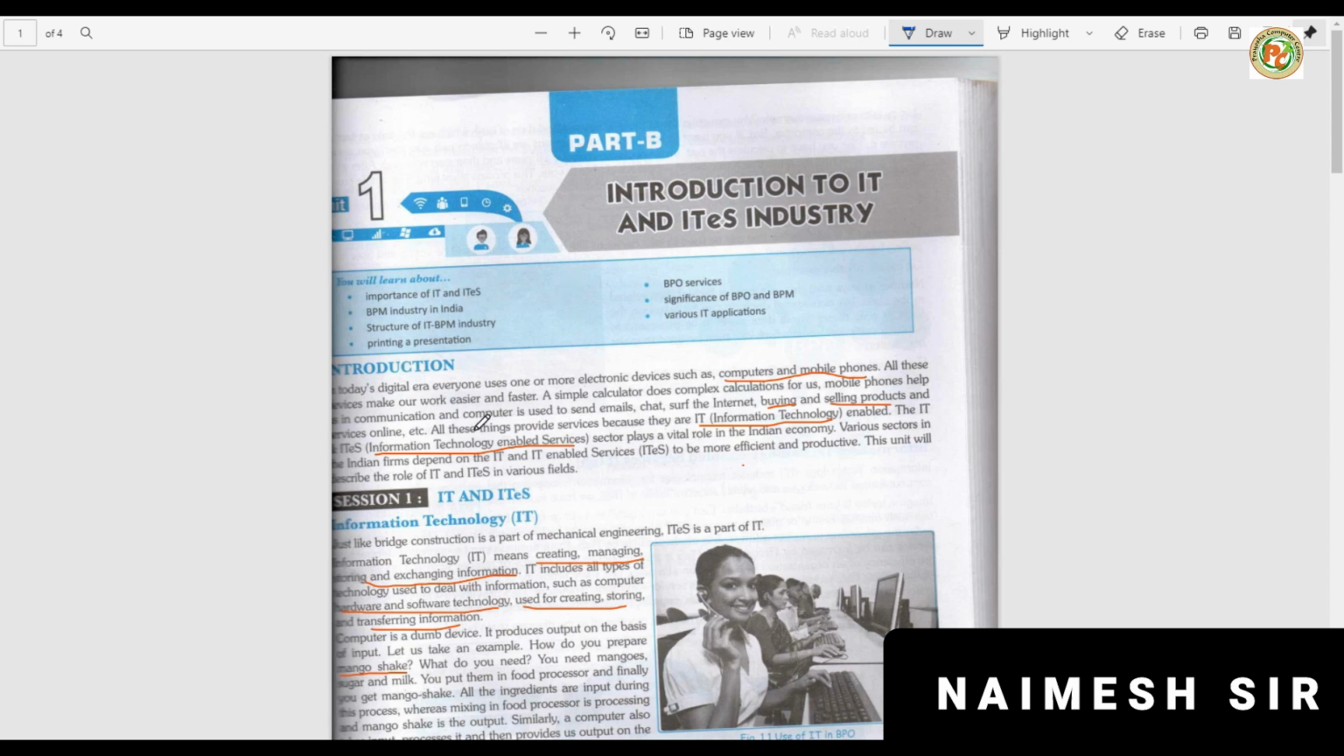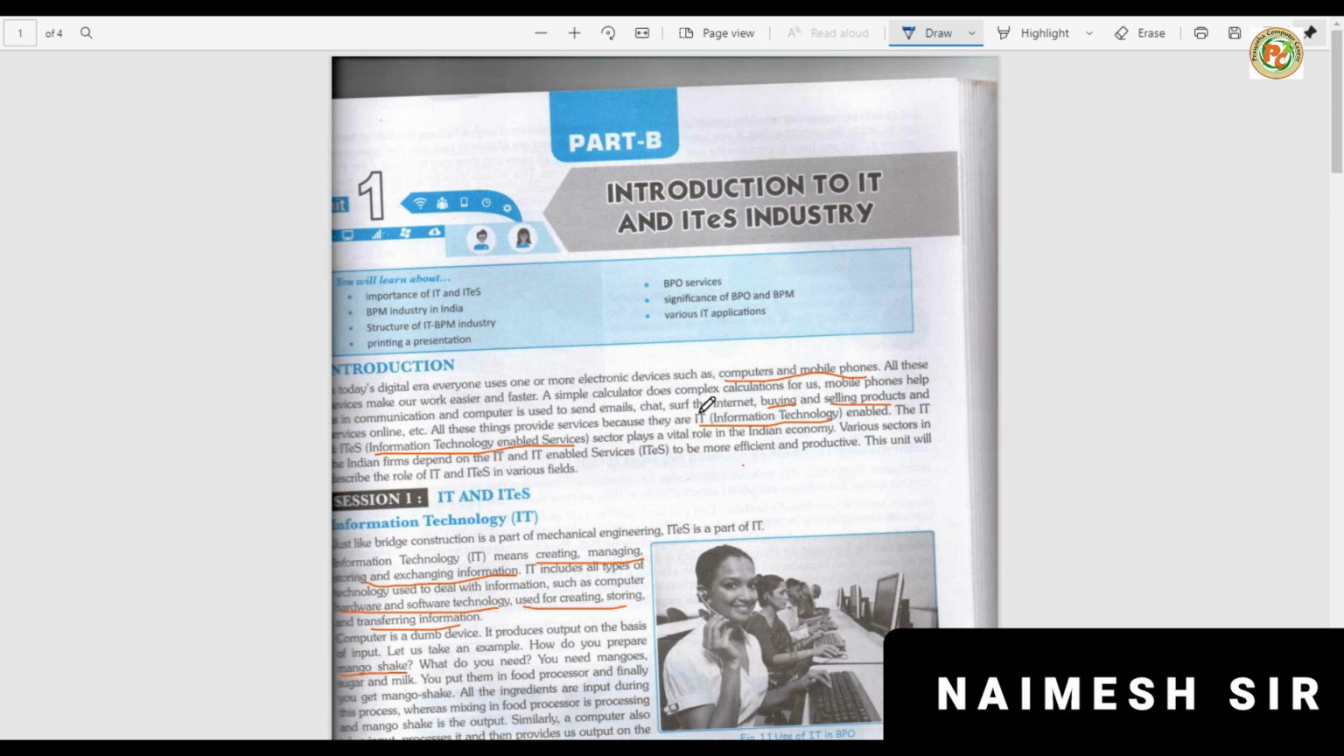Before we proceed, we should know what is IT. Students, in the digital era we are using many electronic devices such as computers and mobile phones, right? All these devices make our work easy and faster. Like a simple calculator, in which we can do complex calculations also. Mobile phones we use for recording, or for communication with each other, like audio calling, video calling, sending messages, emails. Also we can buy and sell things, right? So all these IT sectors and devices make our work easy.